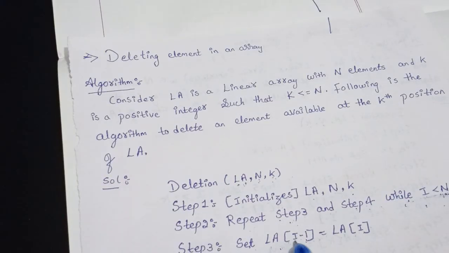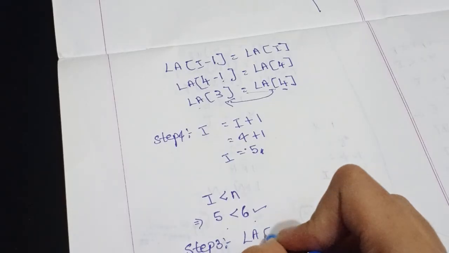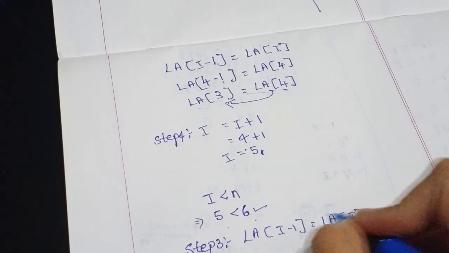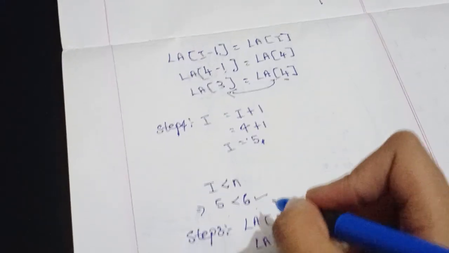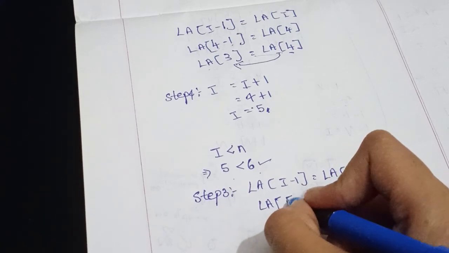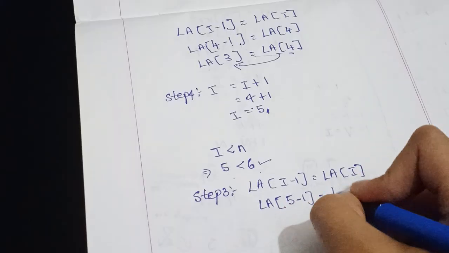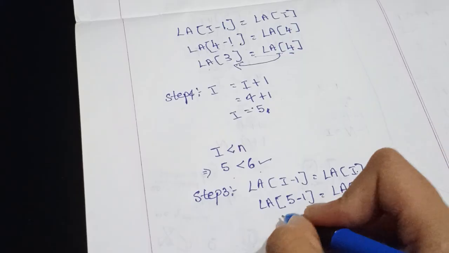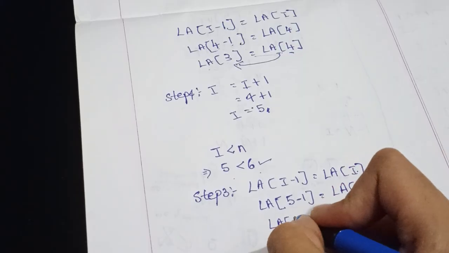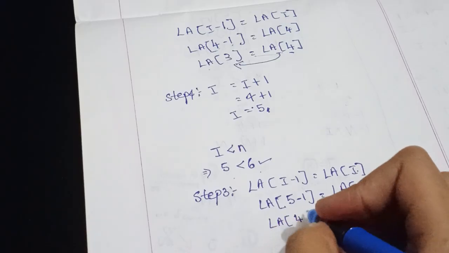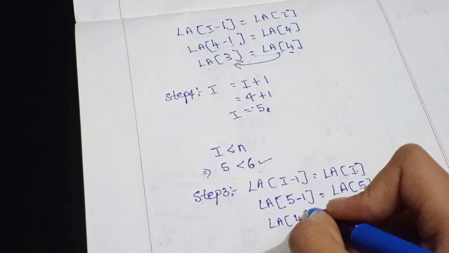So what is step 3? LA of I minus 1 is equal to LA of I. The new I value I got is 5, so 5 minus 1 is equal to LA of 5. Here the I value is 5. So what is LA 5 minus 1? 5 minus 1 is how much? 4. 5 minus 1 is 4.